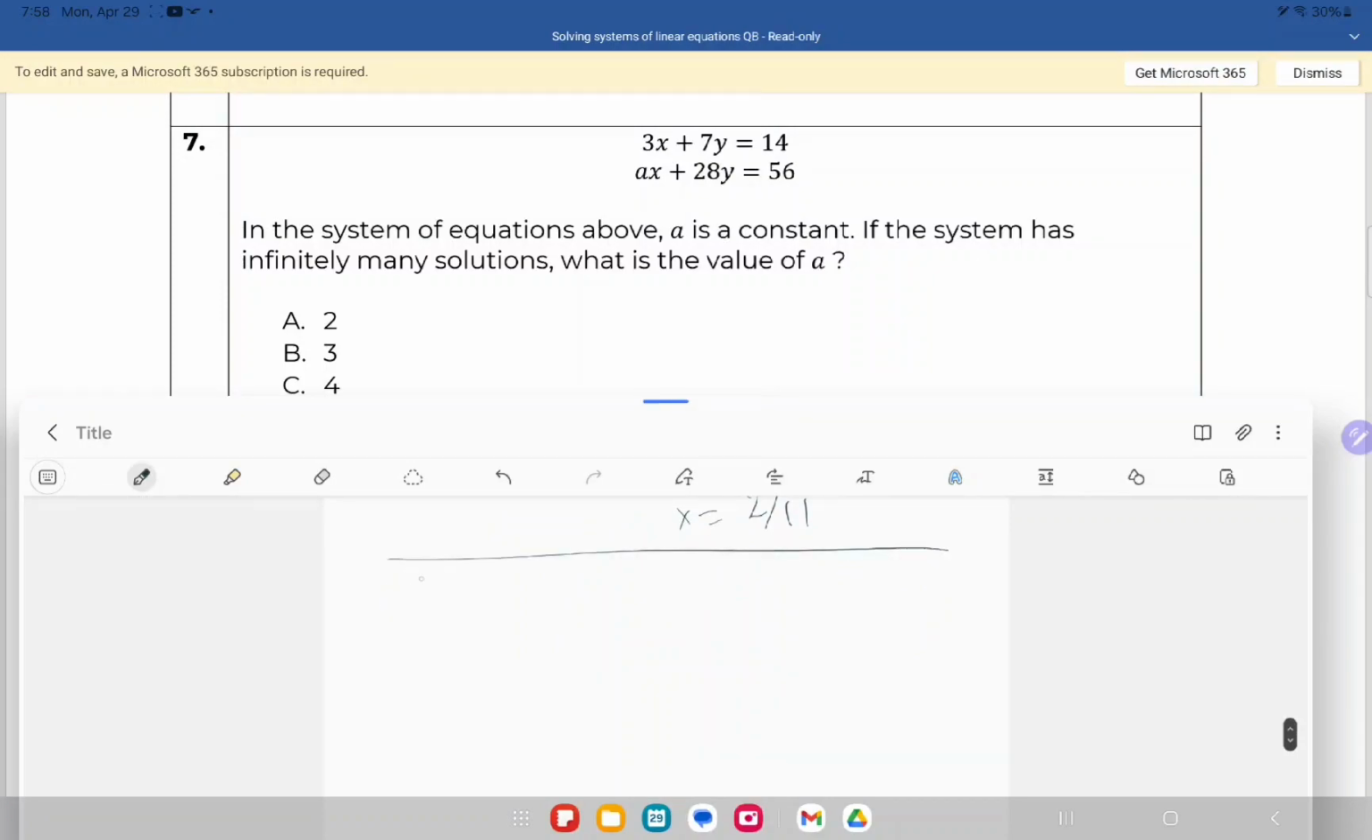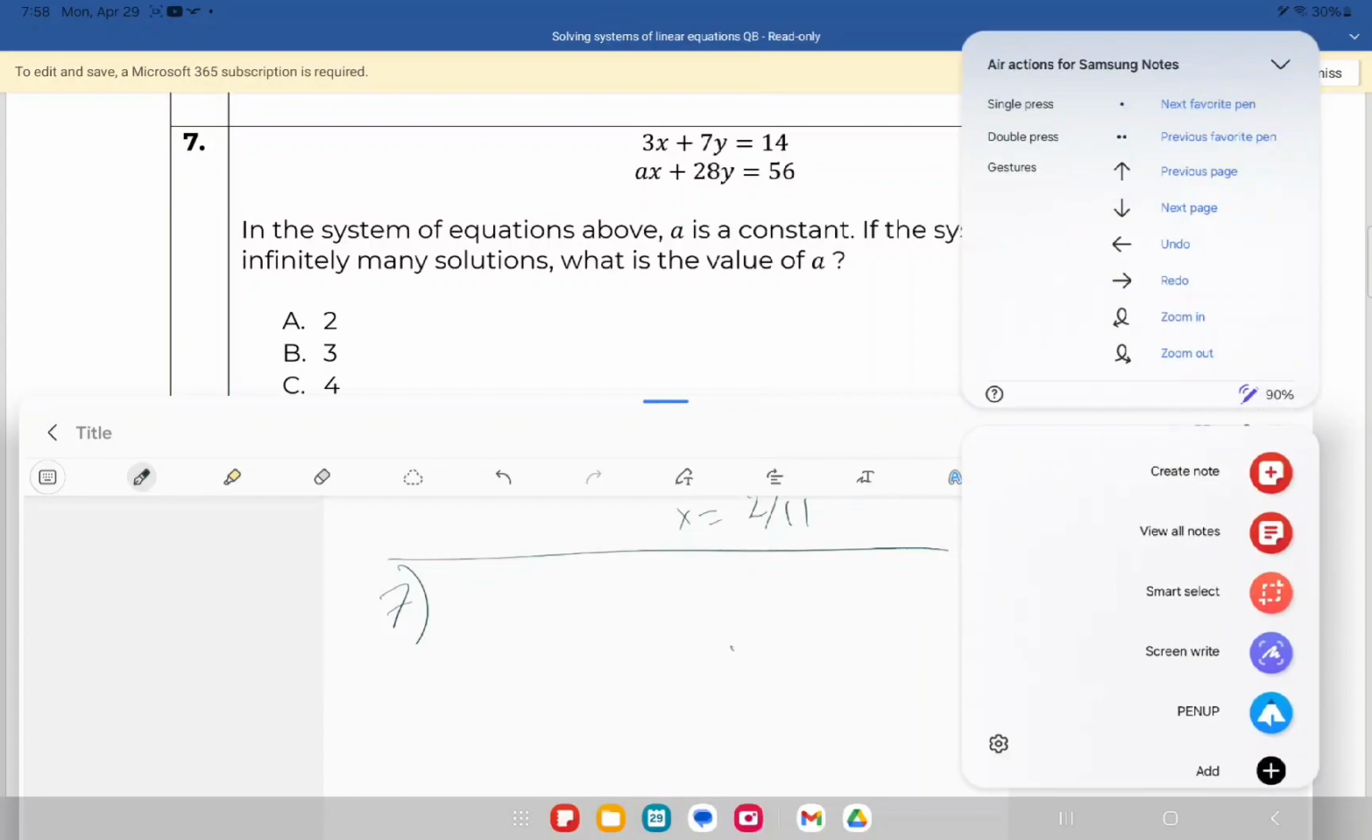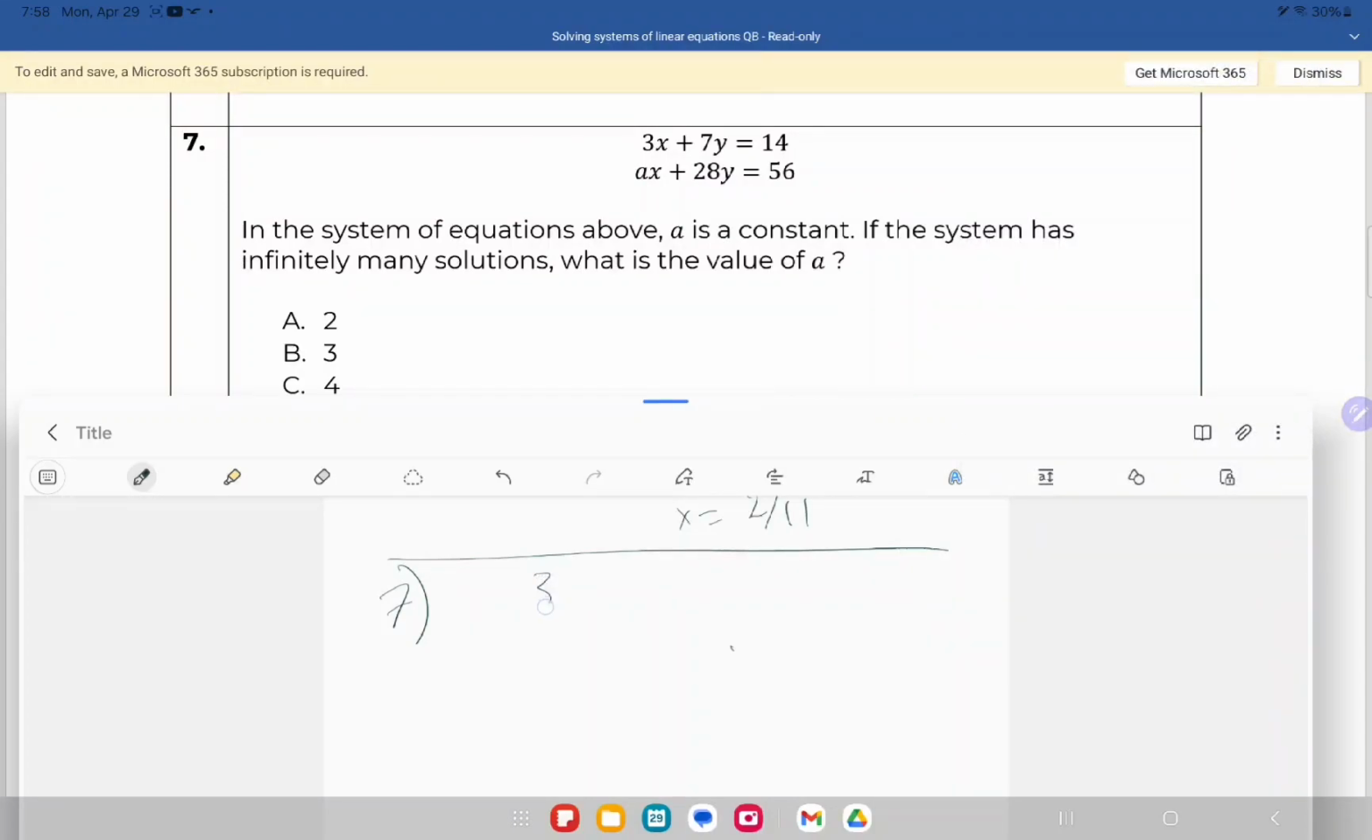Let's go for 7. I can erase it immediately like this. Okay, so 3x plus 7y is equal to 14, ax plus 28y is equal to 56. Now, in the system of equations above, a is a constant. If the system has infinitely many solutions, what is the value of a?